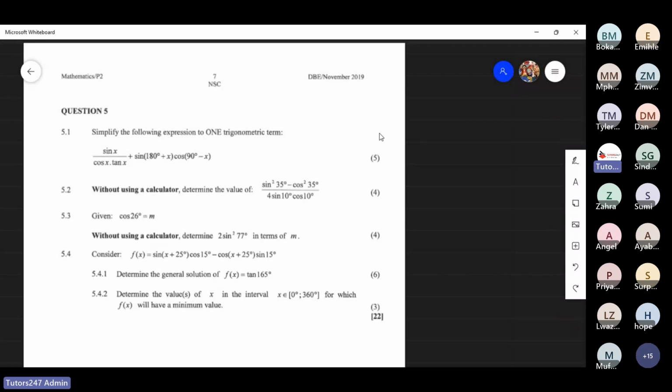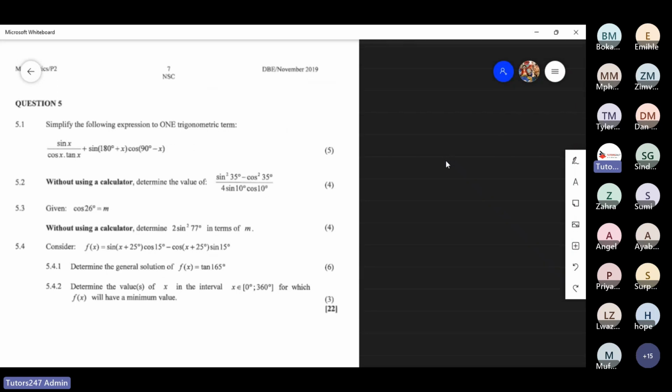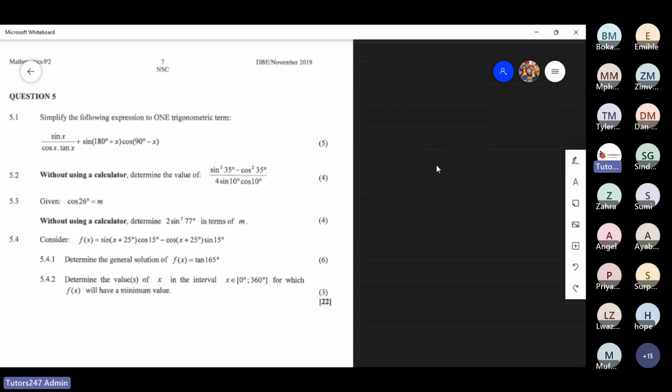Our first question, we've got question 5 that is from a 2019 November exam paper. So question 5 states, simplify the following expression into one trigonometric term. So we have to simplify this such that it becomes one term.